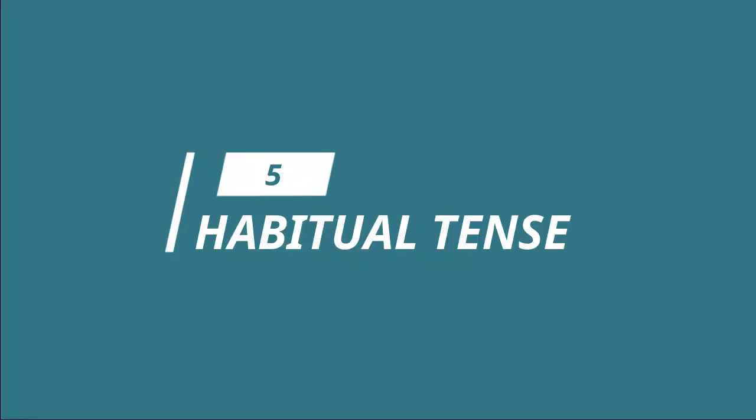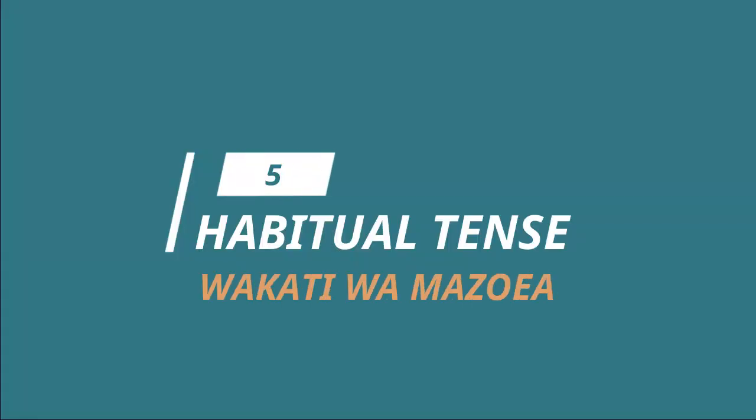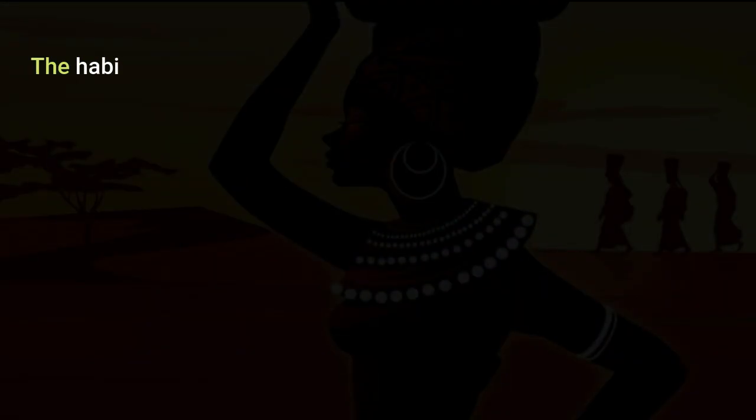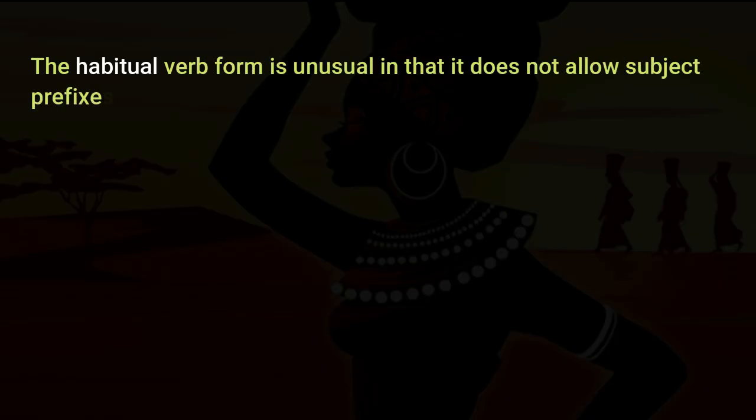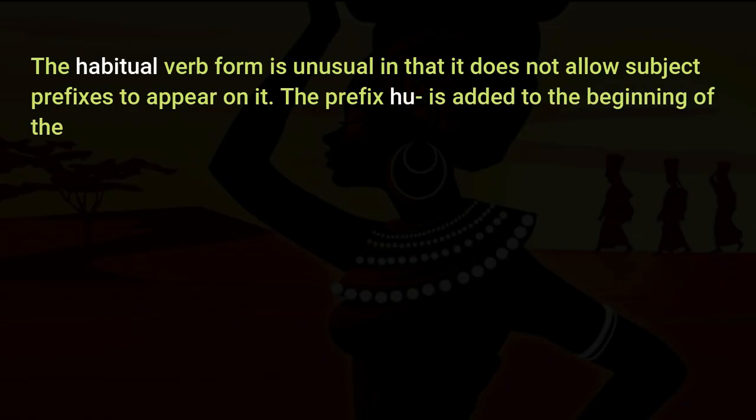Habitual tense, wakati wa mazoea. The habitual verb form is unusual in that it does not allow subject prefixes to appear on it. The prefix hu is added to the beginning of the verb.